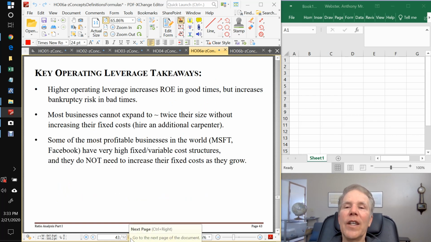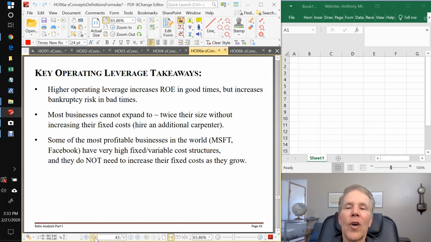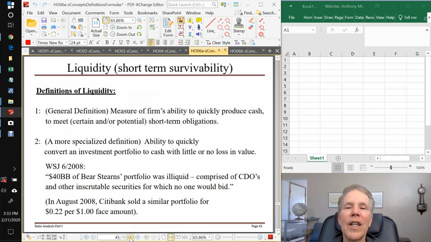And here are key operating leverage takeaways. I'll leave you to read those on your own. They're pretty much what we just talked about. Definitely read these over. Okay, and then finally, our last ratio analysis method was liquidity.